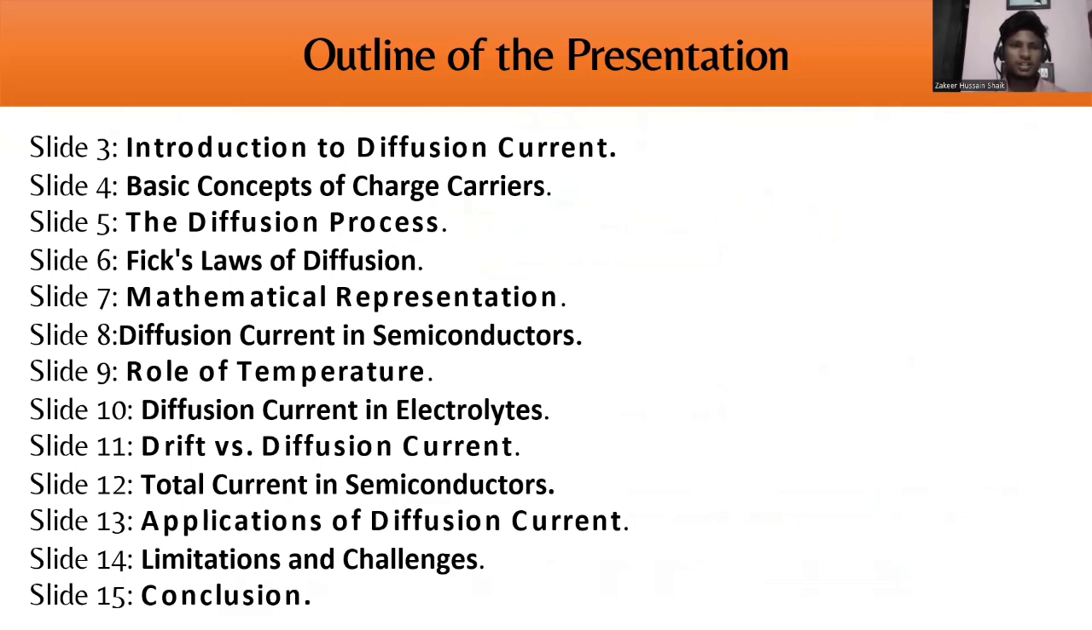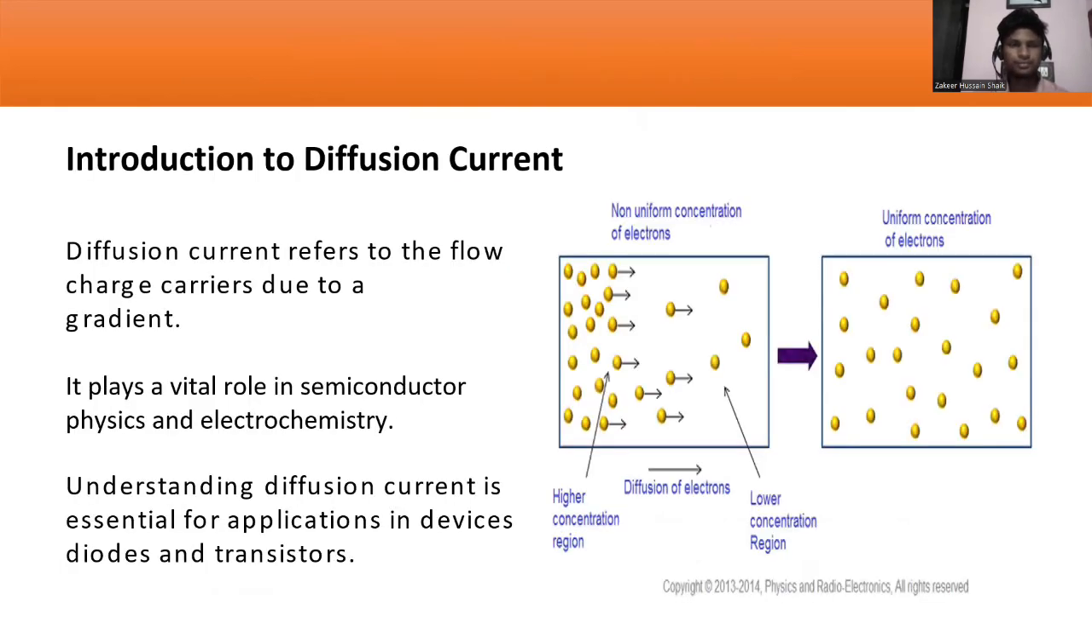Slide 3. Introduction to diffusion currents. Basic concepts of charge carriers. The diffusion process. Fick's law of diffusion. Mathematical representation. Diffusion current in semiconductors. Role of temperature. Diffusion current in electrolytes. Drift versus diffusion current, total current in semiconductors, applications of diffusion current, limitations and challenges, and conclusion.